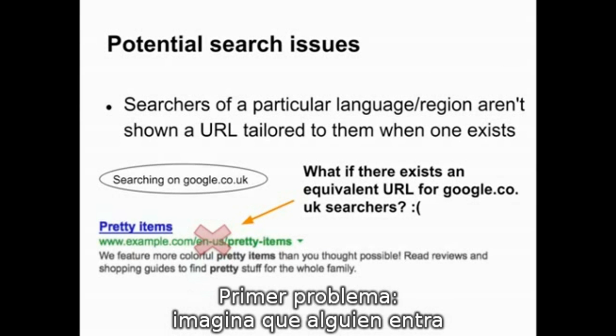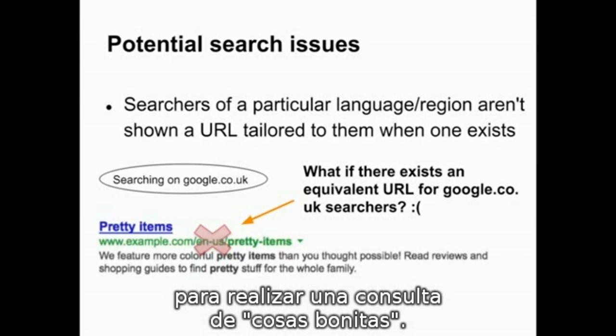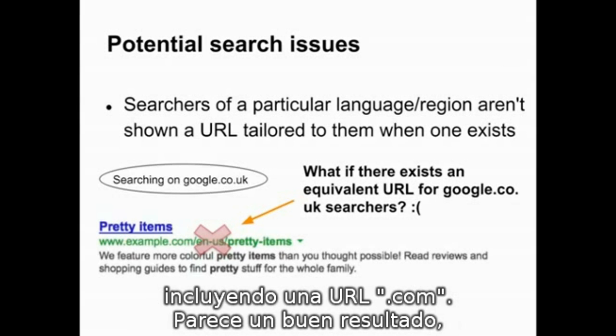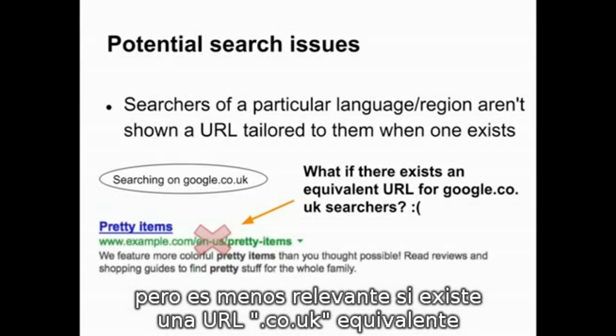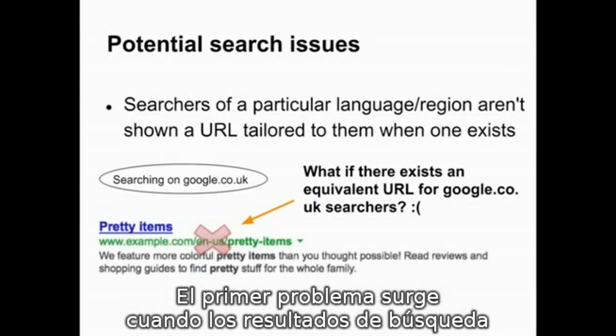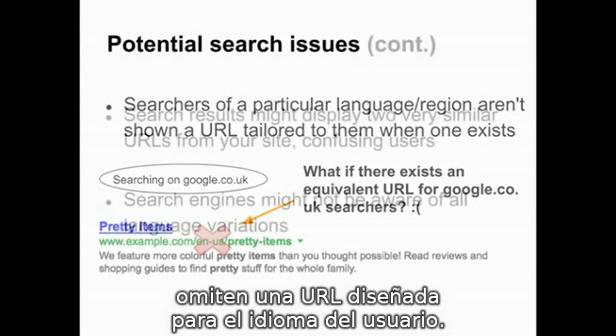In the first issue, imagine that a searcher is in England on google.co.uk performing a query for pretty items. The searcher might see search results highlighting pretty items, including a .com URL. This seems like a fine result. However, it becomes a less relevant result if there exists an equivalent .co.uk URL that's tailored for the UK user. Therefore, the first potential issue is when search results omit a URL customized for the user's language when one existed.